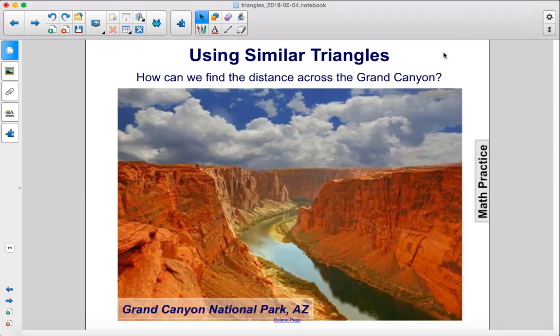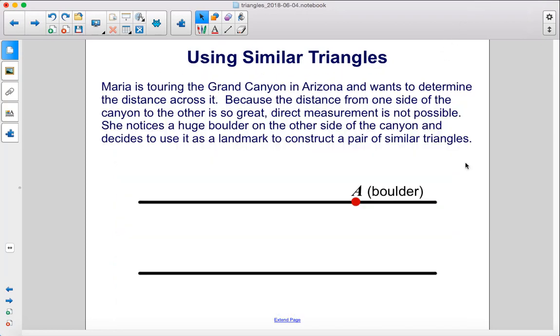How can we find the distance across the Grand Canyon? Maria is touring the Grand Canyon in Arizona and wants to determine the distance across it. Because the distance from one side of the canyon to the other is so great, direct measurement is not possible. She notices a huge boulder on the other side of the canyon and decides to use it as a landmark to construct a pair of similar triangles.